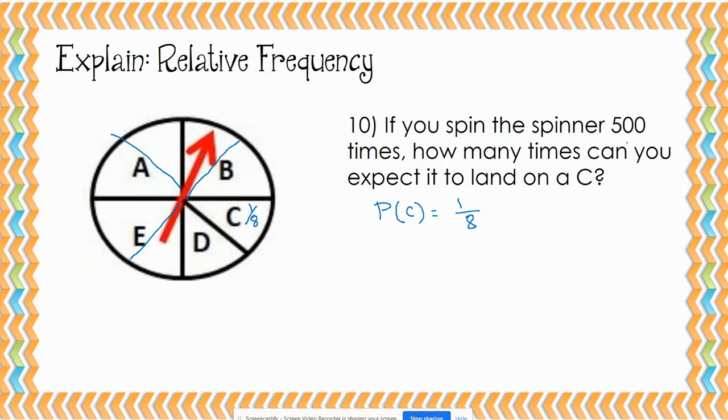To find the frequency or the long-term prediction of this, I'm going to take 500 and multiply by 1/8. Well, when I do this, I'm going to get 500 over 8, or 500 divided by 8. That gives me an answer of 62.5. But it's not possible for me to spin a spinner 62.5 times. So if I get an answer like this, I'm going to need to round this. So I would say approximately 63 times.